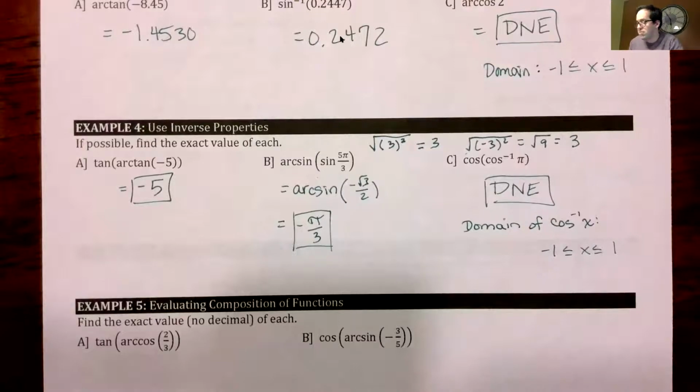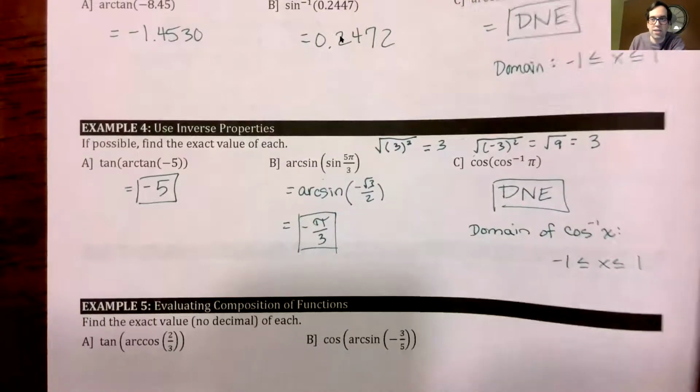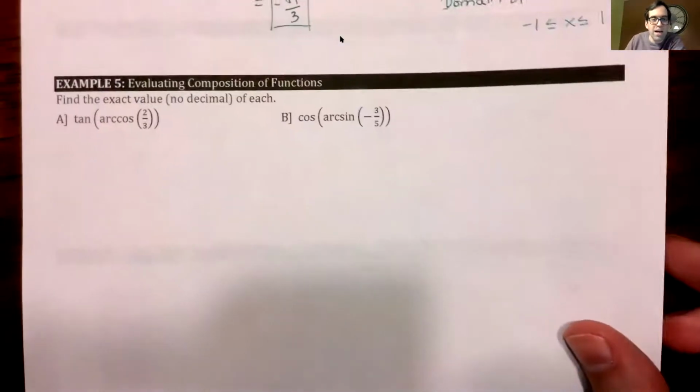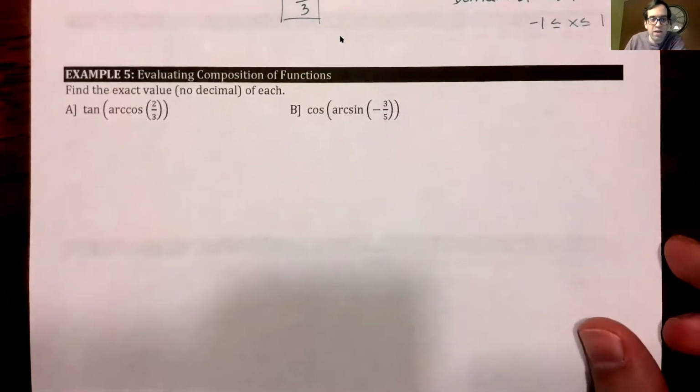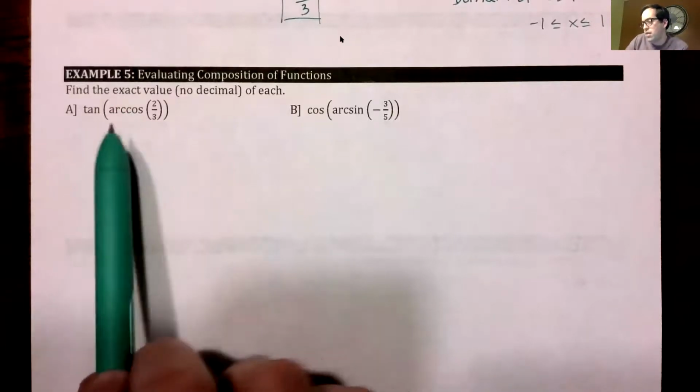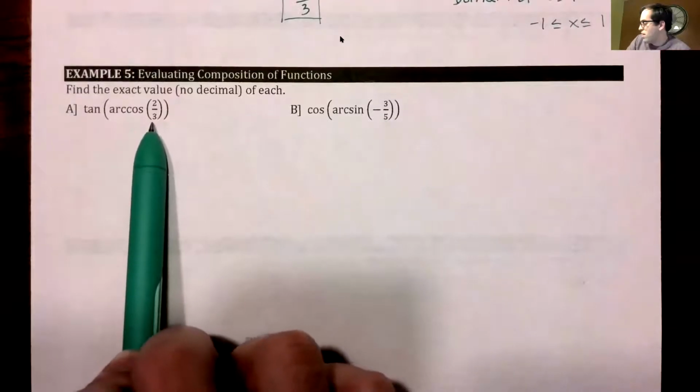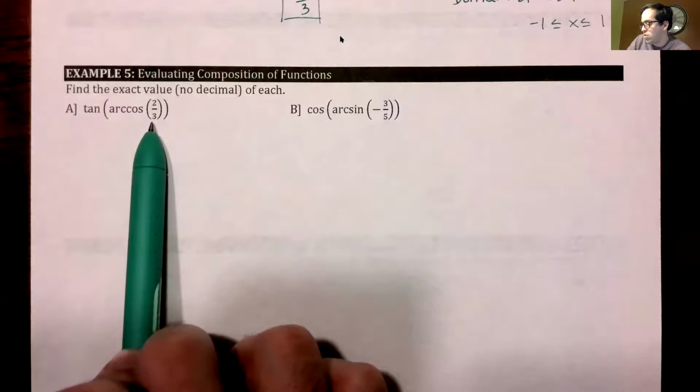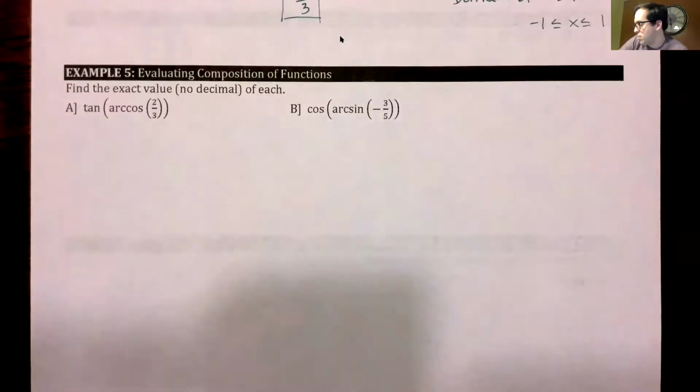All right, we've got one more set of examples to get through. So let's take a look at example 5. Evaluating composition of functions. Find the exact value, no decimals, of each. So we first have the tangent of the arc cosine of 2/3. So this time, 2/3 is definitely not a number that shows up on our graphic organizer or our unit circle as something I can plug in for arc cosine. So that's not going to help.